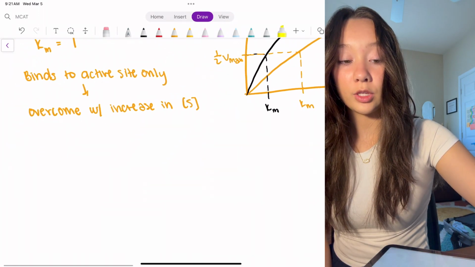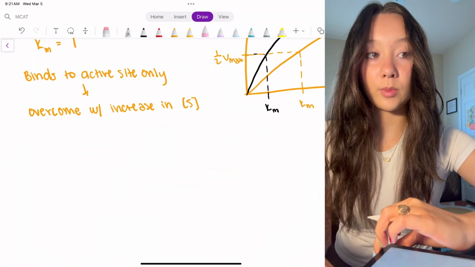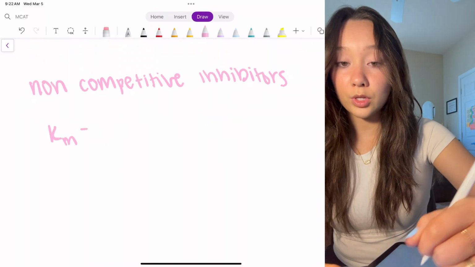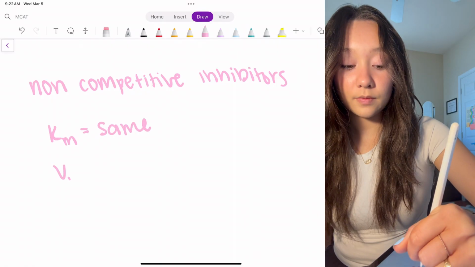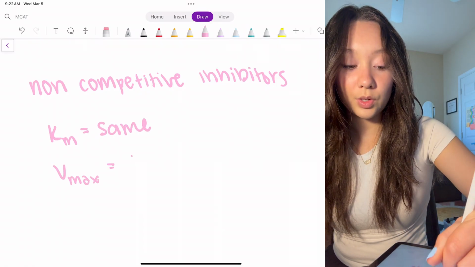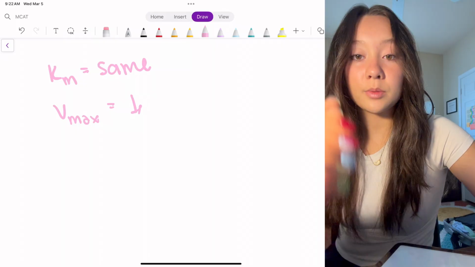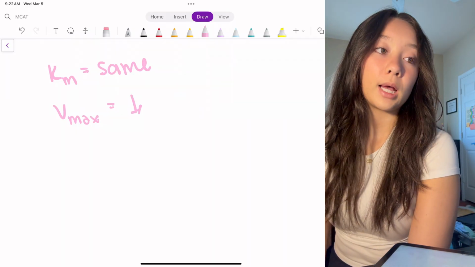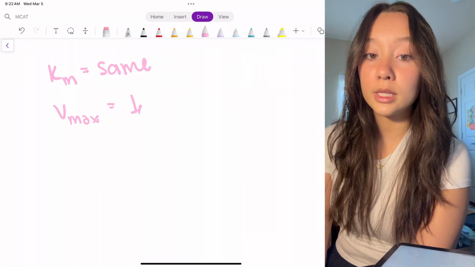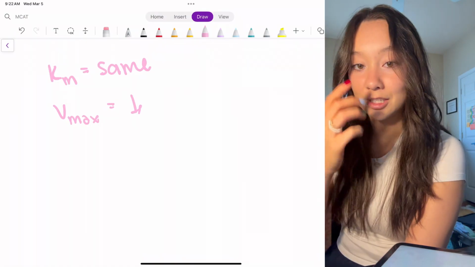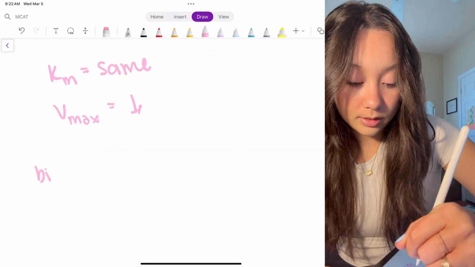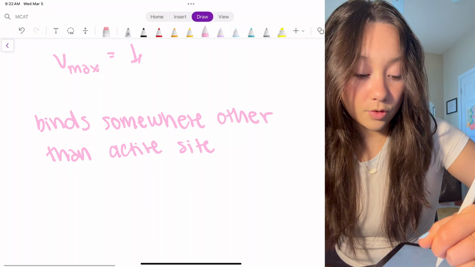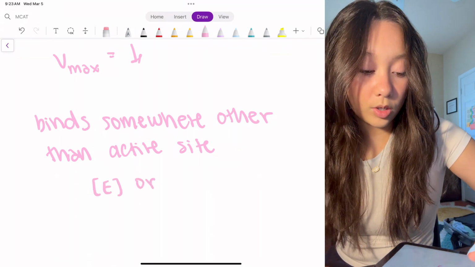Next, we are going to move on to non-competitive inhibitors. For non-competitive inhibitors, the Km is going to be the same, and actually the Vmax is what is going to decrease. Non-competitive inhibitors bind to somewhere other than the active site, so it can either bind to the enzyme itself or the enzyme-substrate complex. That's important to note. So it binds somewhere other than the active site, and this can either be the enzyme or ES.